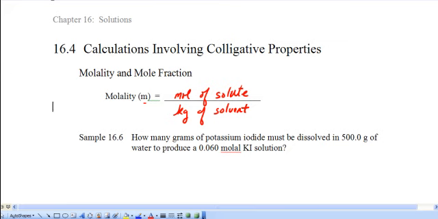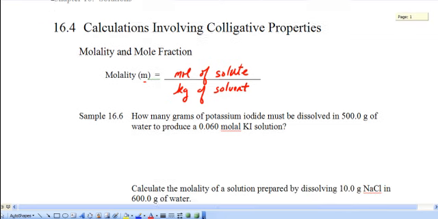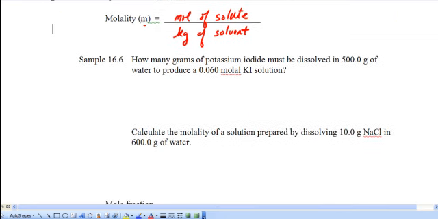So it's not the total solution, it's the mass of the solvent that you're dissolving the solute in. And one of the reasons why we use this unit is because molality does not change with temperature. You can have expansion and contraction, but the mass of the solvent is not changing in any of those cases. So let's go ahead and do some calculations with molality, and you'll see how this works.